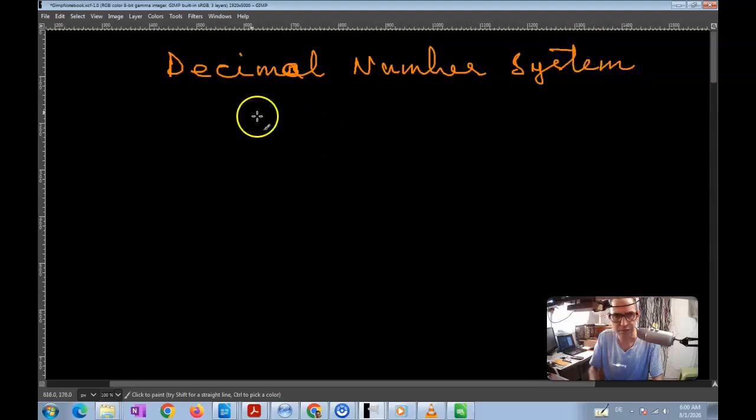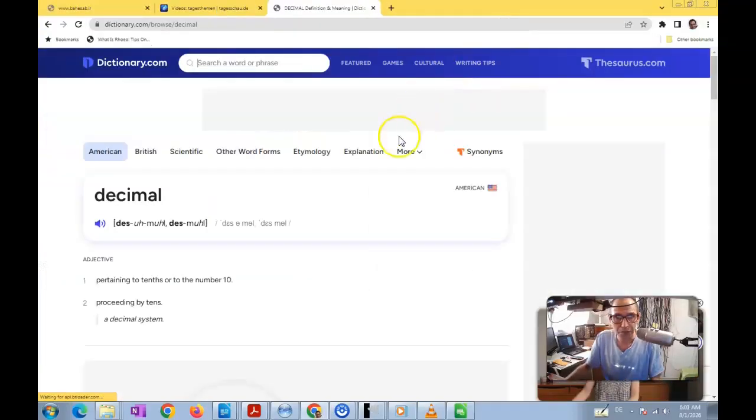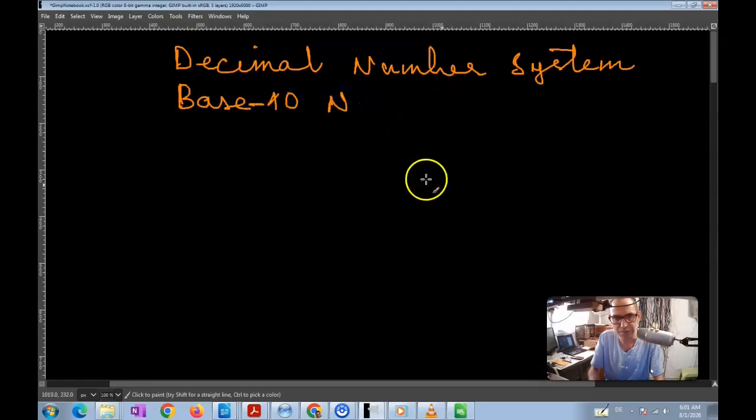And the system is called decimal for a good reason, because it is actually decimal. The word decimal means, according to dictionary.com, pertaining to tenth or to the number 10, meaning that it's a base 10 number system.